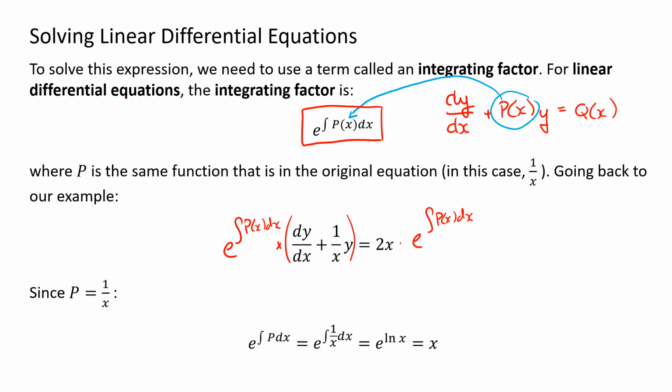Remember, p of x in this case was 1 over x. So if we substitute that in, e to the integral of p of x dx is e to the integral of 1 over x dx. The integral of that is ln of x. So e to the ln of x happens to just be x. That's an identity to know with e, because you have an e and a ln. So in this case, we end up with just x.